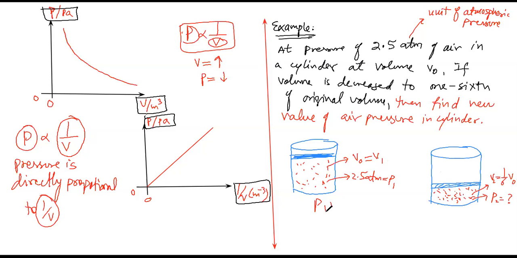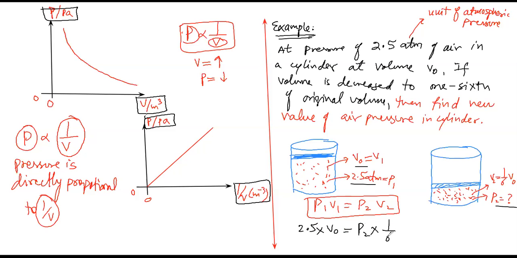So as we know that P1 V1 is P2 V2, you just need to insert the values into it. So P1 is what? It is 2.5. V1 is what? It is V naught. P2 is what? You have to find. And V2 is what? 1/6 V naught. So now this V naught cancels away and shift 6 to the other side. So P2 is 6 into 2.5. So that will be 15 atm. So this will be the new pressure.